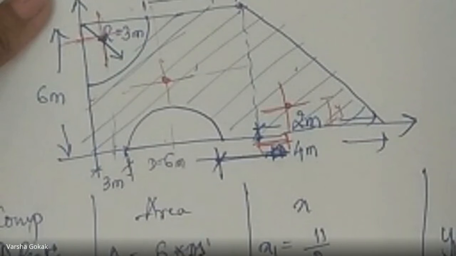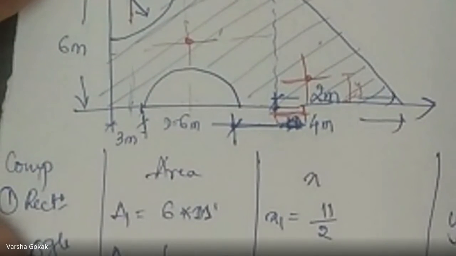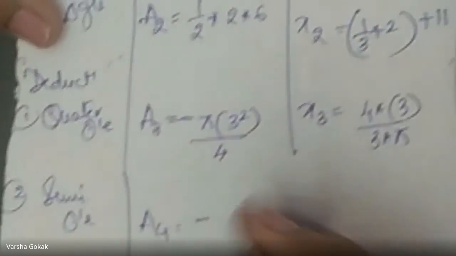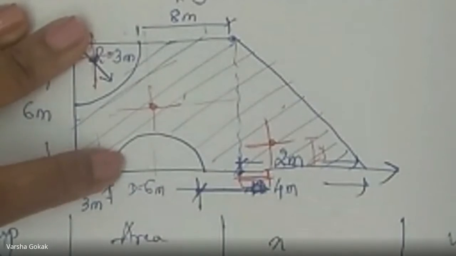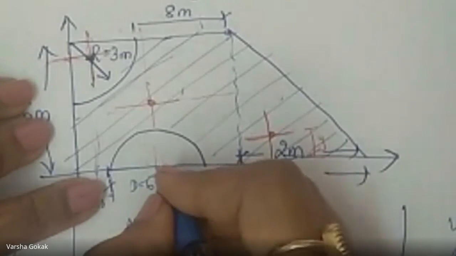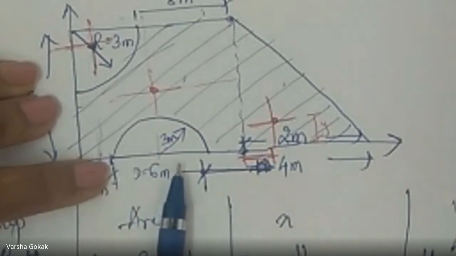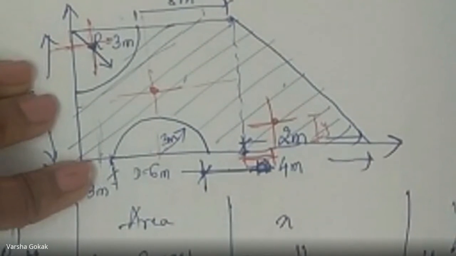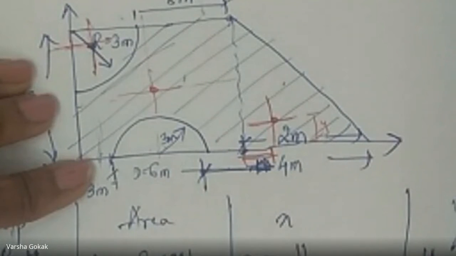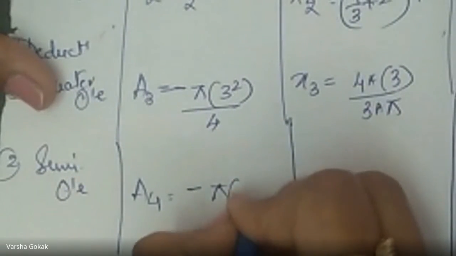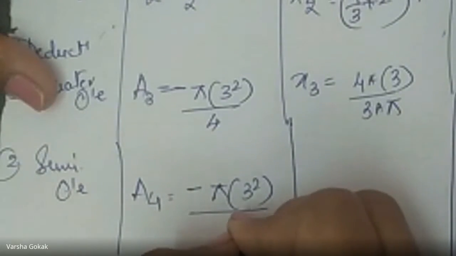Right? Next, the last one, we are left with the semicircle. What is the A4? I am writing A4 as minus. What is the area of the semicircle? Diameter is 6, so radius is going to be 3. So what is the area of a semicircle? Pi r square by 2. Right?